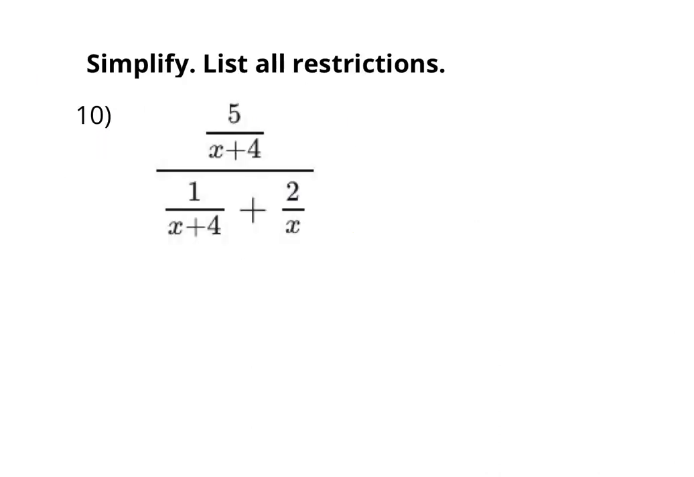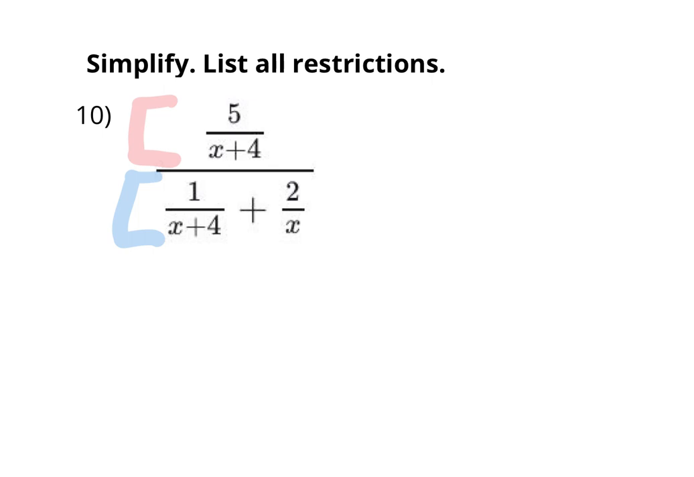All right. Let's check this guy out. You have 5 over x plus 4. That's our numerator. Divided by 1 over x plus 4 plus 2 over x. So since the numerator is just one piece, we're good there. Okay? I'm going to focus on the denominator. The denominator, we have different denominators trying to be added. We can't have that. We can't add like that.